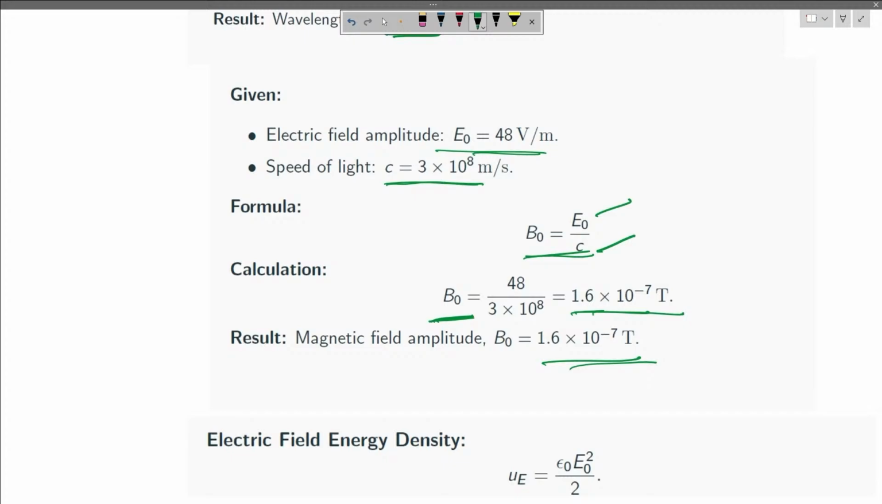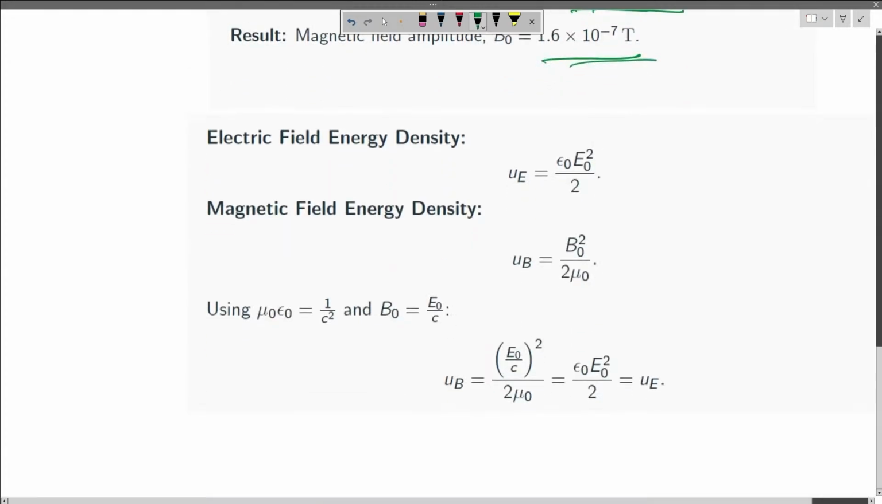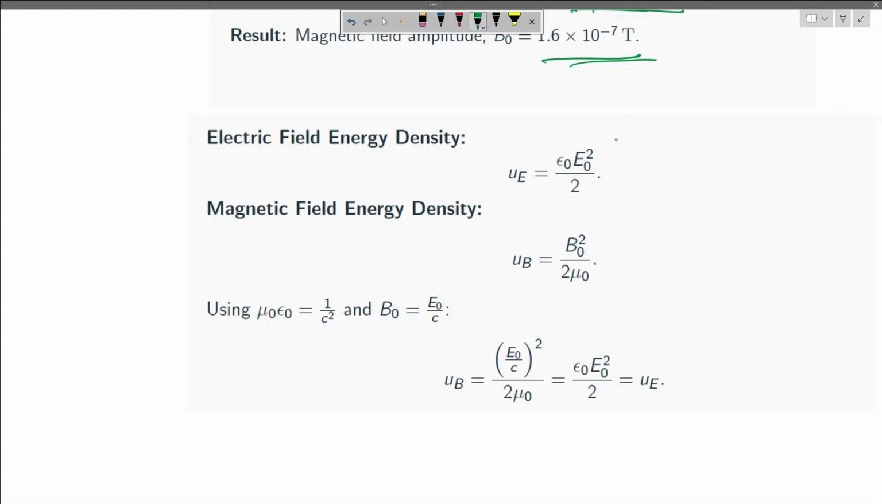Now we have to show that the energy densities of the electric field and magnetic field are the same. So we will see the expression for the electric field energy density, that is epsilon naught E squared by 2. Similarly for the magnetic field it is this. Now using epsilon naught into mu naught equals 1 by c squared, and the relationship between electric field and magnetic field magnitude, we come to the conclusion that U_B equals U_E, or the energy density of the electric field is equal to the energy density of the magnetic field.